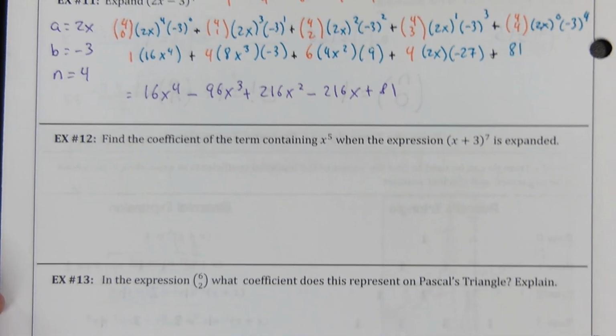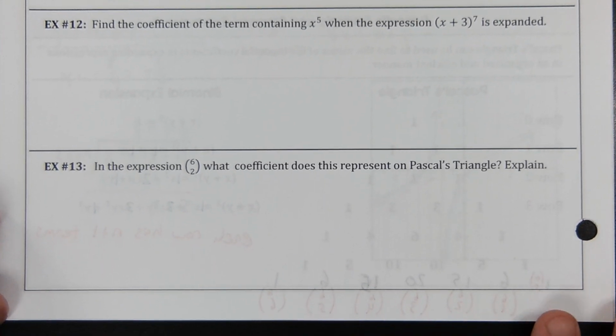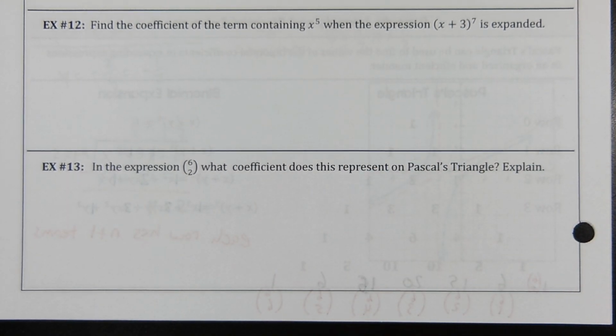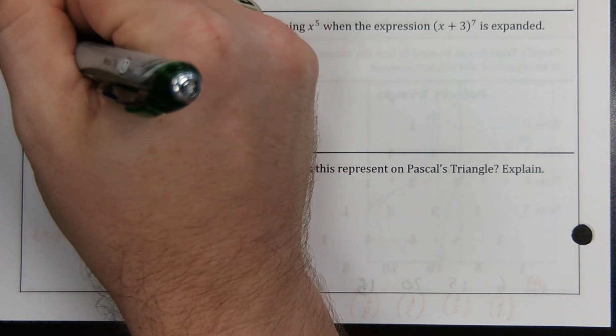Next. It says find the coefficient of the term that actually has x to the fifth in it when you expand x plus 3 to the seventh. I'm going to write the binomial theorem for you.